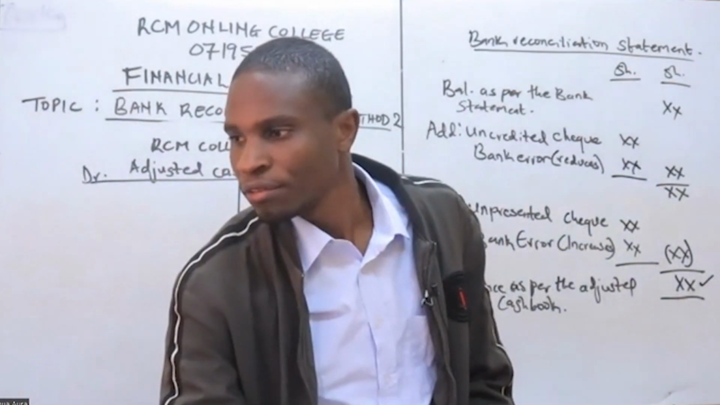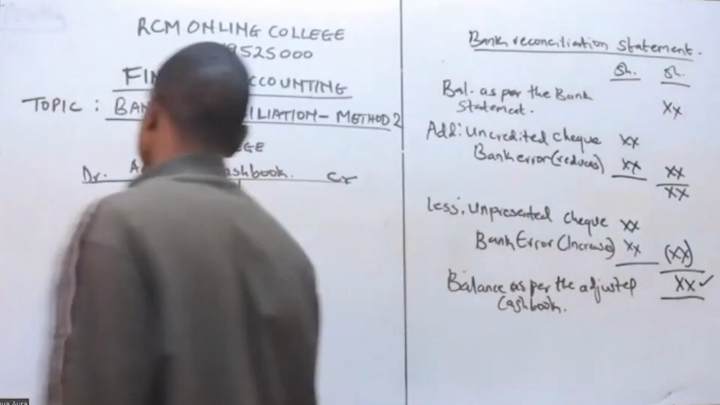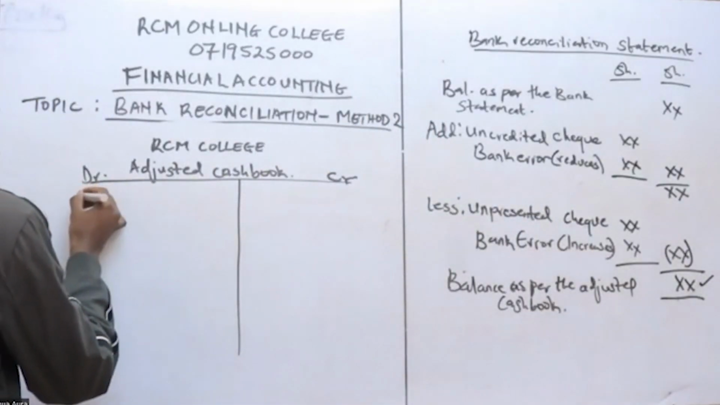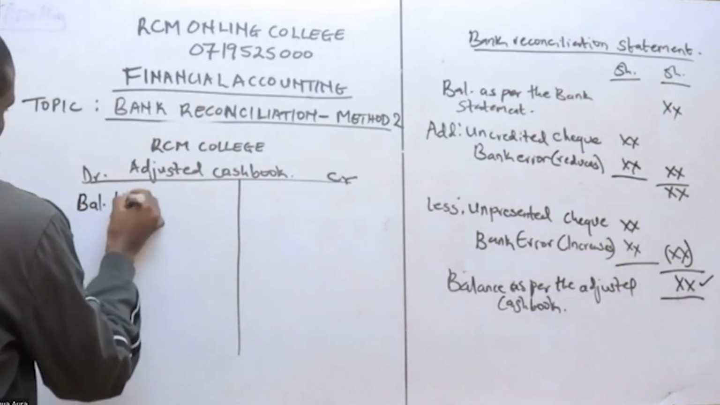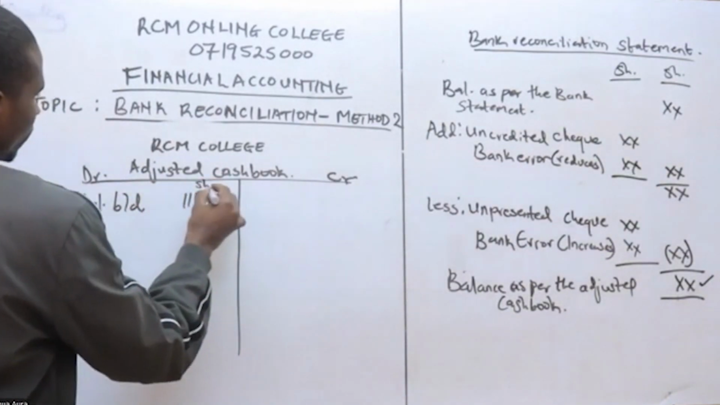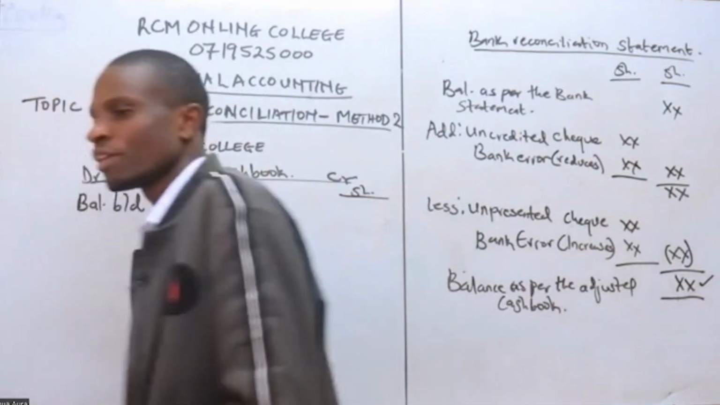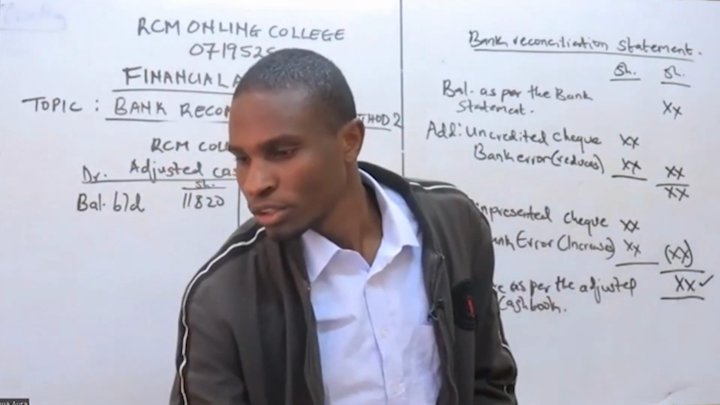From the question you can see that we have the balance that was brought down as per the cashbook account. That is 11,820. So we have to debit that balance. The balance brought down, we are told, is 11,820 shillings. 11,820.